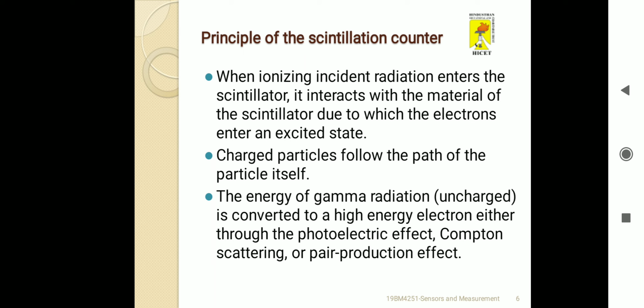So let us see how this scintillation counter works. When the ionizing incident radiation enters the scintillator, it interacts with the material of the scintillator, due to which the electrons enter an excited state. The charged particles follow the path of the particle. Usually gamma radiation is uncharged, so it is converted to a high energy electron either through the photoelectric effect, Compton scattering or pair production.